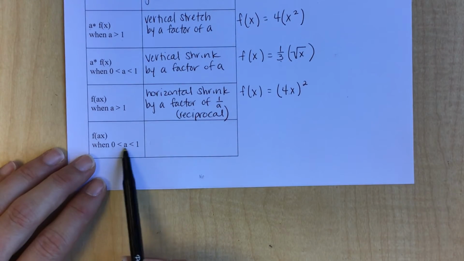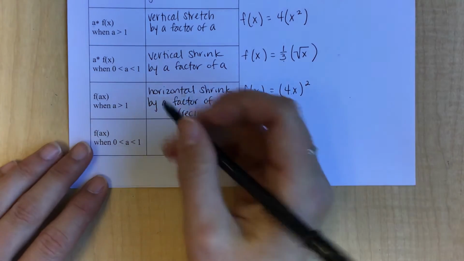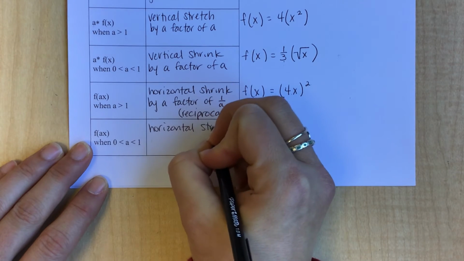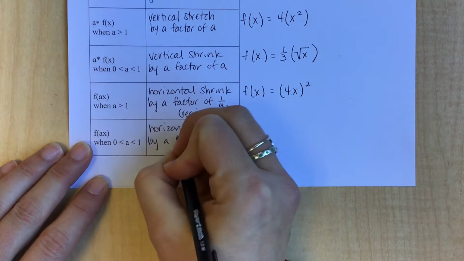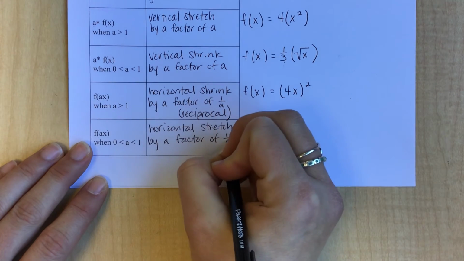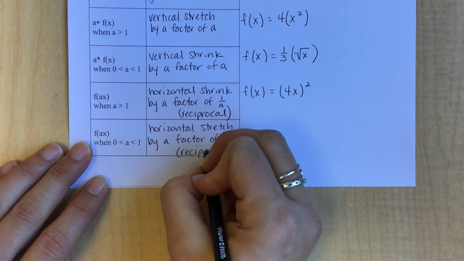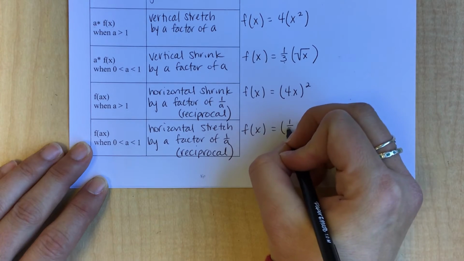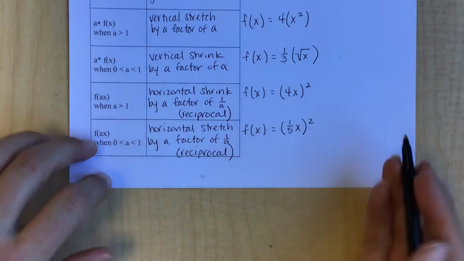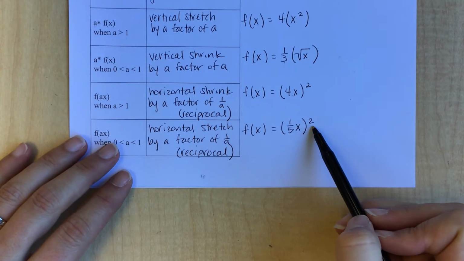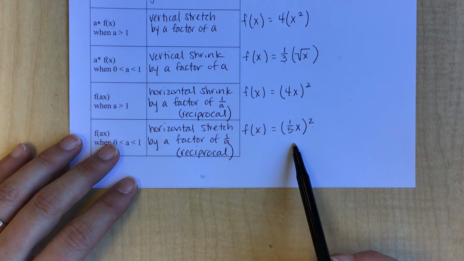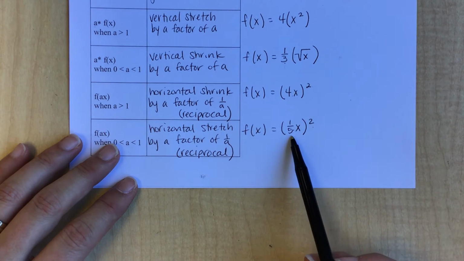And then finally, the last one is when a is between 0 and 1, so we have a fraction. So this is a horizontal stretch by a factor of 1/a. Again, you're flipping it, reciprocal, okay? So if we have f of x equals 1/5 x squared, again, we're multiplying by 1/5 first, and then we're squaring it and finishing the parent function. So we would say that this function is being horizontally stretched by a factor of, instead of 1/5, we would flip that and say by a factor of 5.